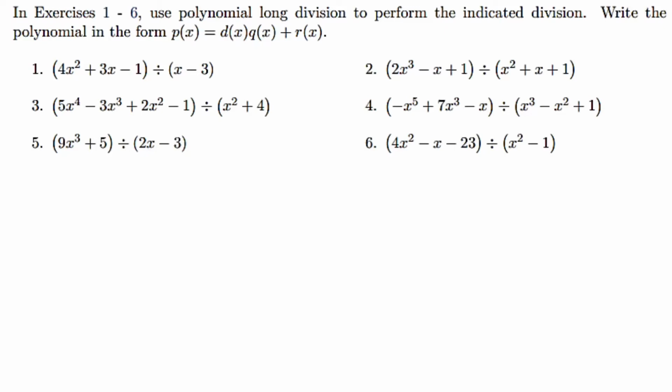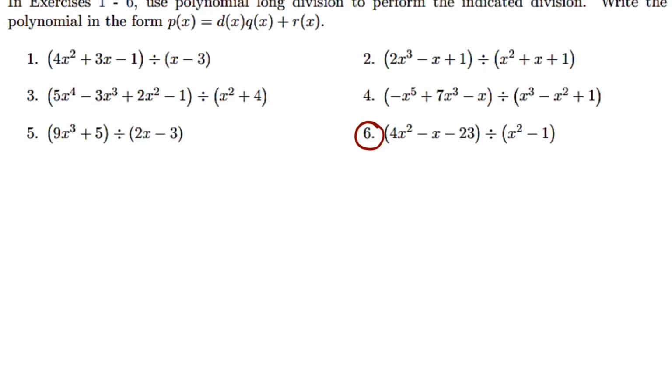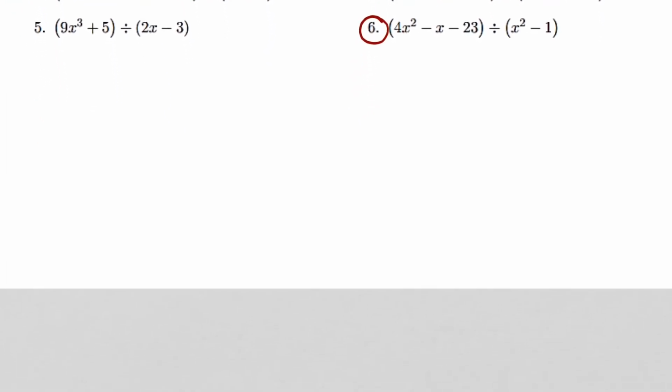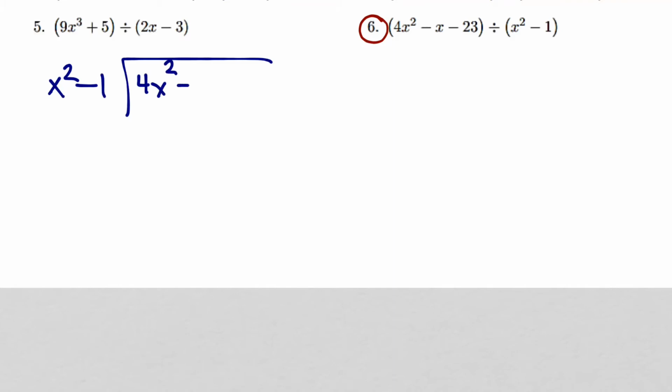Okay, we're going to do one more here. We're going to do number 6, and that should give you enough information to do these. So let's scoot this up. All right, so I've got x squared minus 1 out front, my bracket. Then I've got 4x squared minus x minus 23 underneath my bracket. That's my dividend polynomial. So this is my divisor polynomial, my dividend polynomial.